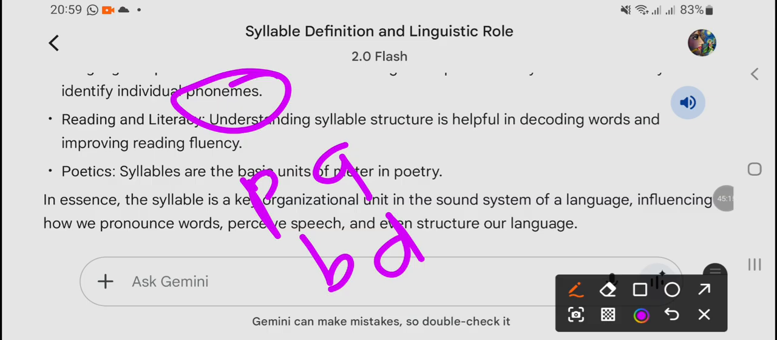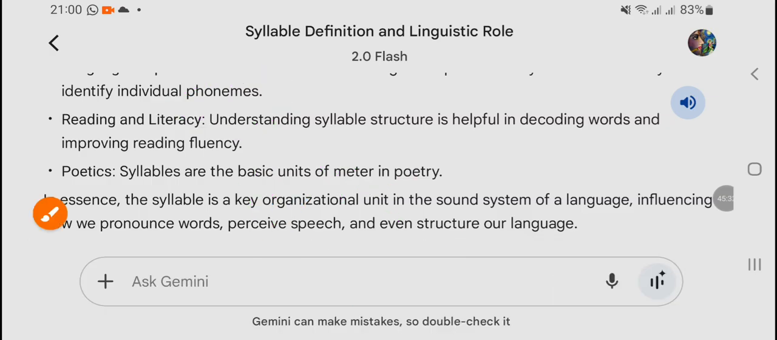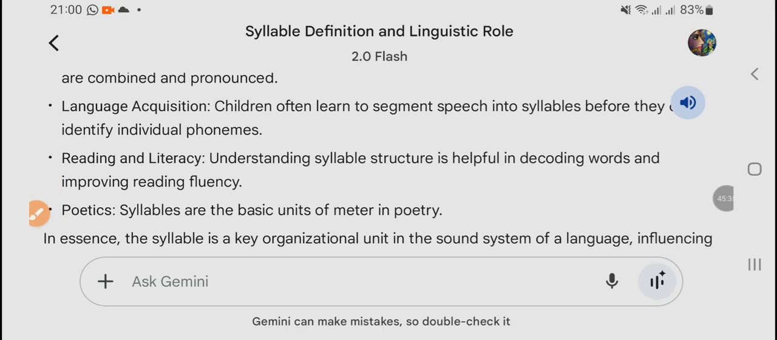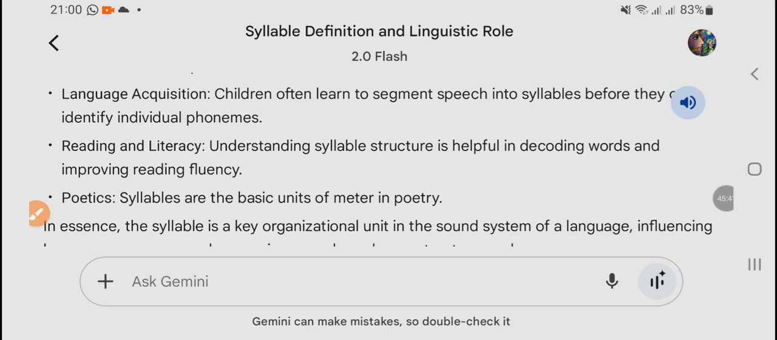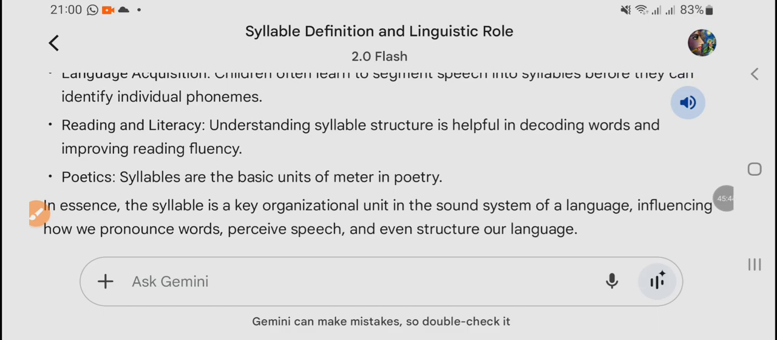This is just direction and bubbles, right? So that he remembers, he tells his mind that these graphemes are to be pronounced as P, then Q, then B, then D, right? So that is how children learn to segment speech into syllables before they can identify individual phonemes. Then in syllables they practice phonemes, right? So here also syllable plays a very important role.